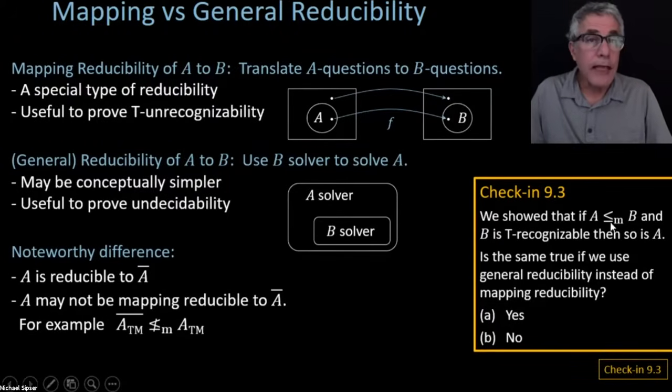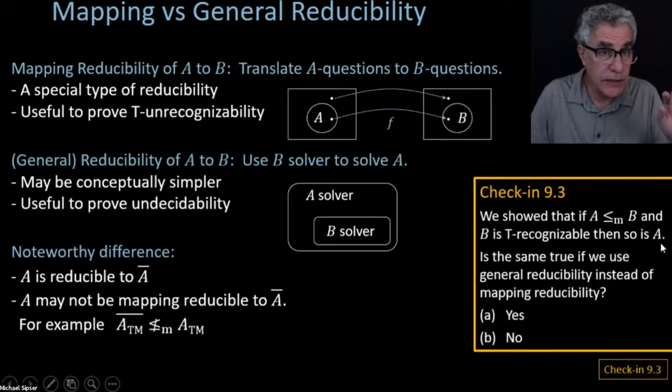Okay, we showed that if A is mapping reducible to B and B is Turing recognizable, then so is A. Let's just say that again carefully. If A is mapping reducible to B and B is Turing recognizable, then so is A. Here the emphasis is on Turing recognizable as opposed to decidable. Is the same true if we use general reducibility instead of mapping reducibility?